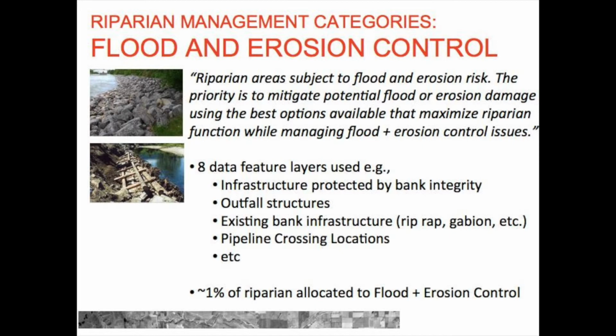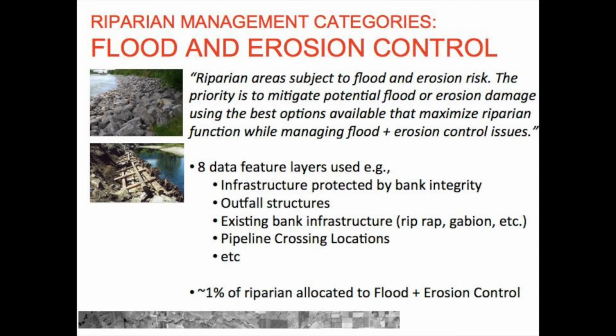Flood and erosion control. Riparian areas subject to flood and erosion risk. The priority is to mitigate potential flood or erosion damage using the best options available to maximize riparian function while managing flood and erosion control issues. So the idea is, even in the flood and erosion control zones, large riprap is obviously going to be a big component, but it doesn't exclude bioengineering approaches either.